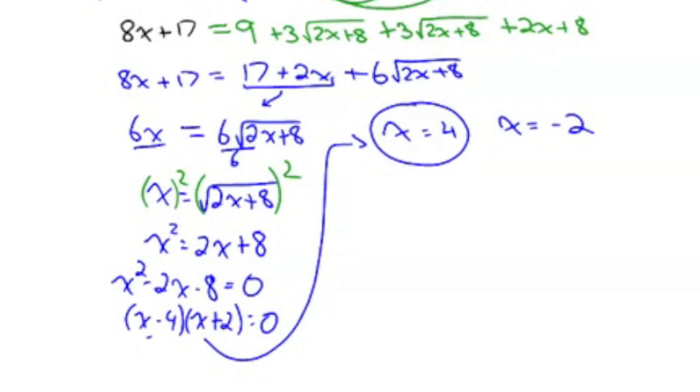Negative 2. 8 times negative 2 is negative 16 plus 17, so we just get 1 there. Negative 2 times 2 is negative 4 plus 8 is 4. Square root of 4 is 2, and 1 minus 2 is negative 1. But it doesn't equal 3. So it's not an answer, not because it's negative, but because when you plug it back in, it forces an impossibility. Ta-da! So that whole thing has one answer, and it's 4. Isn't that exciting?